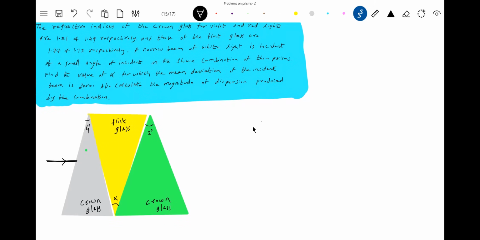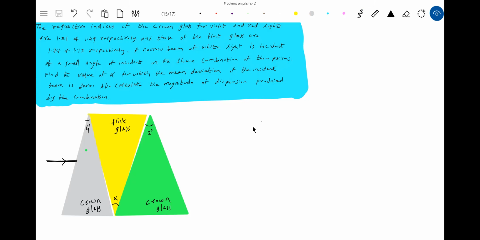Read the question. 3 prisms are there. Already we have done one problem of 3 prisms, so one more problem I brought here. The refractive indices of the crown glass for violet and red lights are respectively given, and those of the flint glass are given. A narrow beam of white light is incident at small angle of incidence on the shown combination of thin prisms. Find the value of alpha, this angle, for which the mean deviation of the incident beam is zero. Also calculate the magnitude of dispersion produced by the combination.